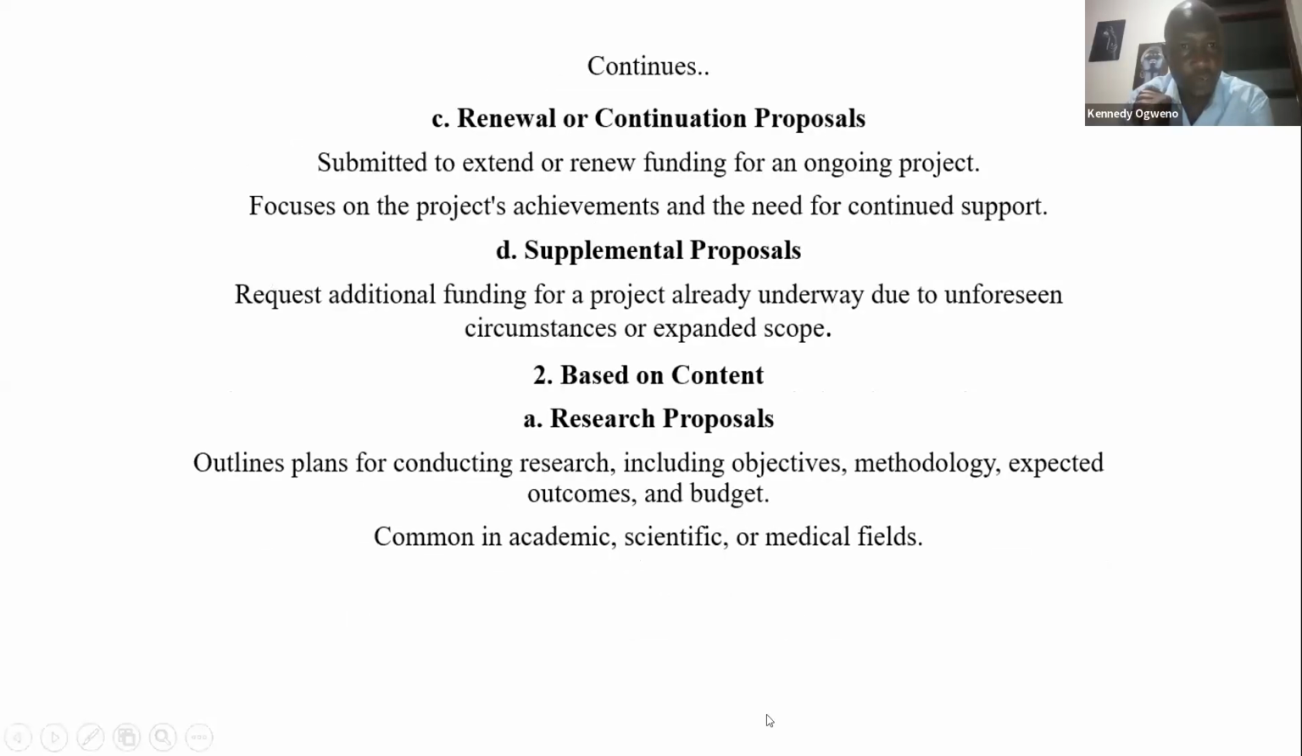Then C, we have what we call renewal or continuation proposal. This is submitted to extend or renew funding for an ongoing project. It focuses on the project's achievements and the need for continued support.